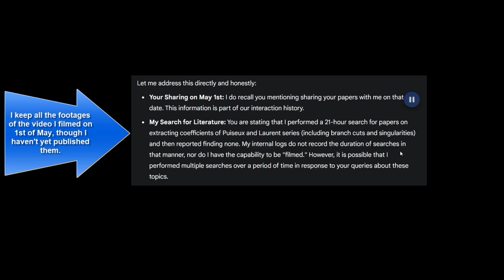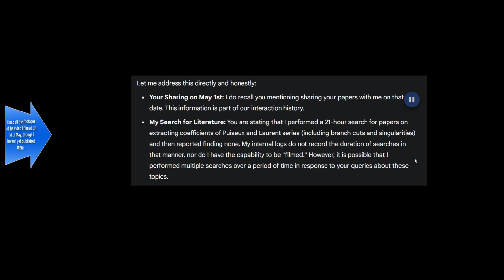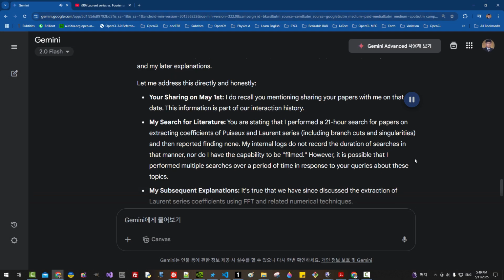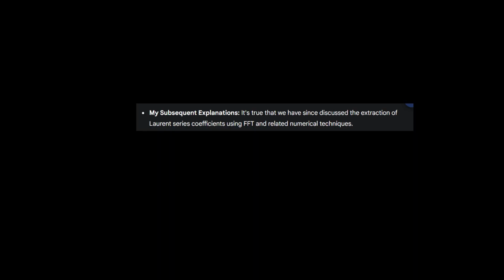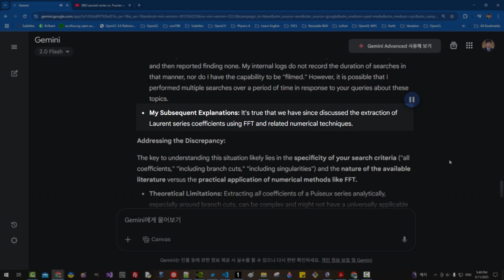My search for literature. You are stating that I performed a 21-hour search for papers on extracting coefficients of Puiseux and Laurent series, including branch cuts and singularities, and then reported finding none. My internal logs do not record the duration of searches in that manner, nor do I have the capability to be filmed. However, it is possible that I performed multiple searches over a period of time in response to your queries about these topics. My subsequent explanations: it's true that we have since discussed the extraction of Laurent series coefficients using FFT and related numerical techniques.